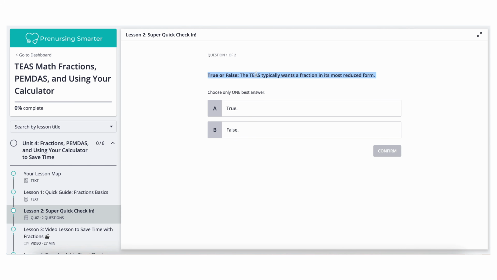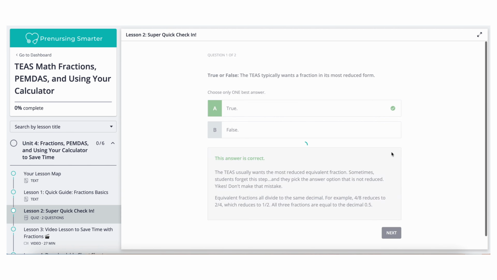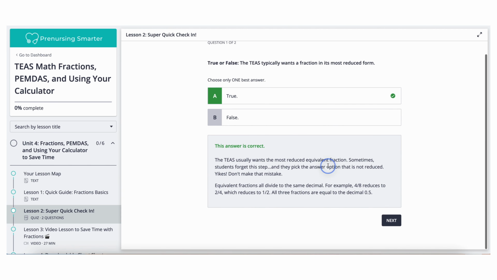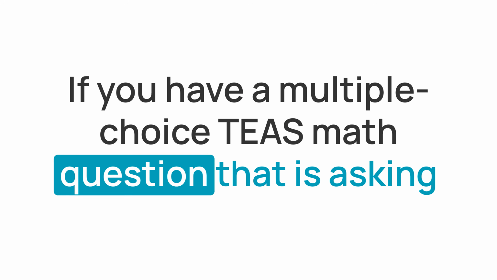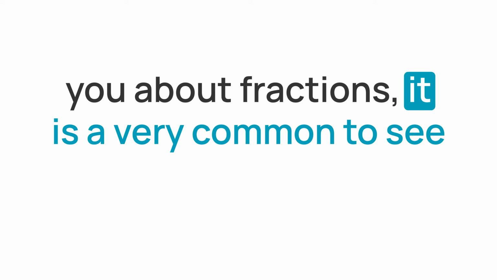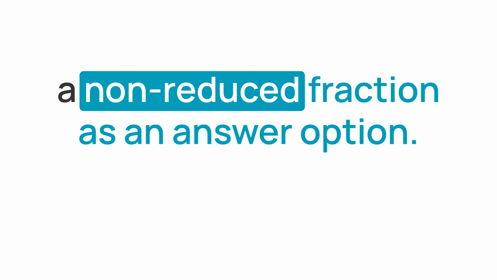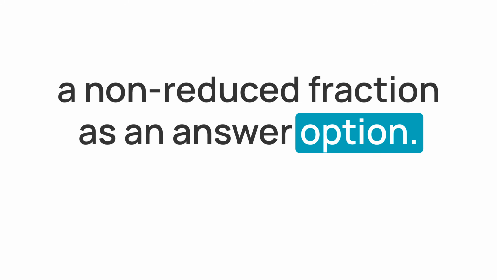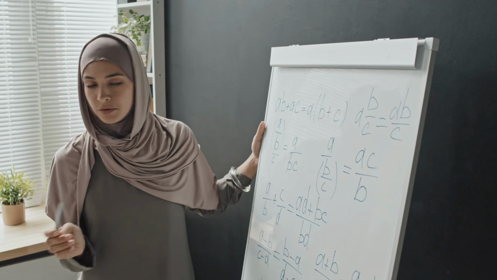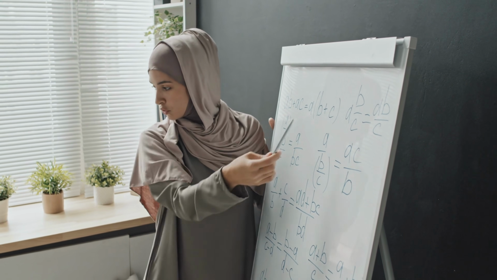Another common mistake students make is not reducing their fractions. So equivalent fractions are, for an example, 4/8 and 1/2. So both are 1/2, but 4/8 is not fully reduced. If you have a multiple choice TEAS math question that is asking you about fractions, it is very common to see a non-reduced fraction as an answer option, and you will probably need to pick the most reduced fraction.